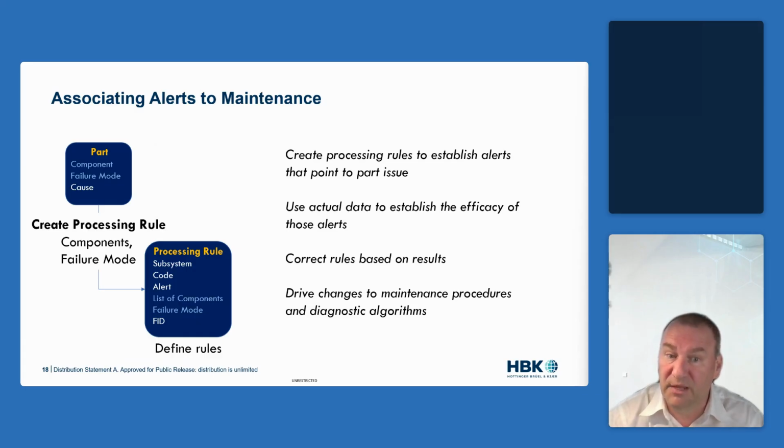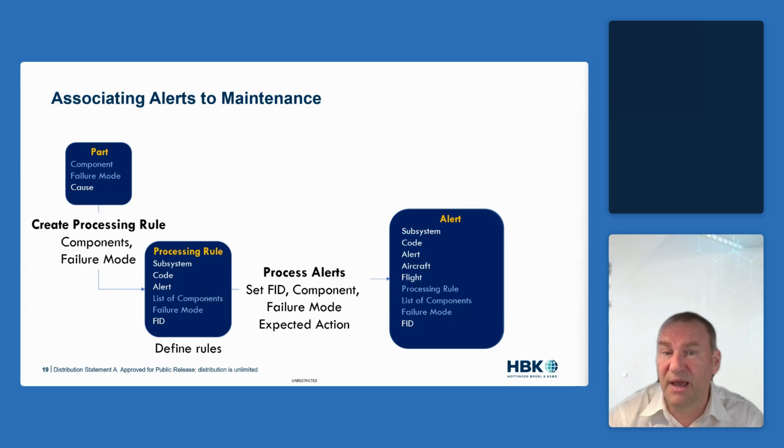Then, when the aircraft flies and we're getting back the particular alerts in the system, we then look to those processing rules and we say, all right, on this particular flight, we have this particular alert code under these particular conditions. This is the processing rule that's associated with that. Here's the list of components that could have failed, and here's the failure mode associated with them. So we're basically applying that particular rule in the system.